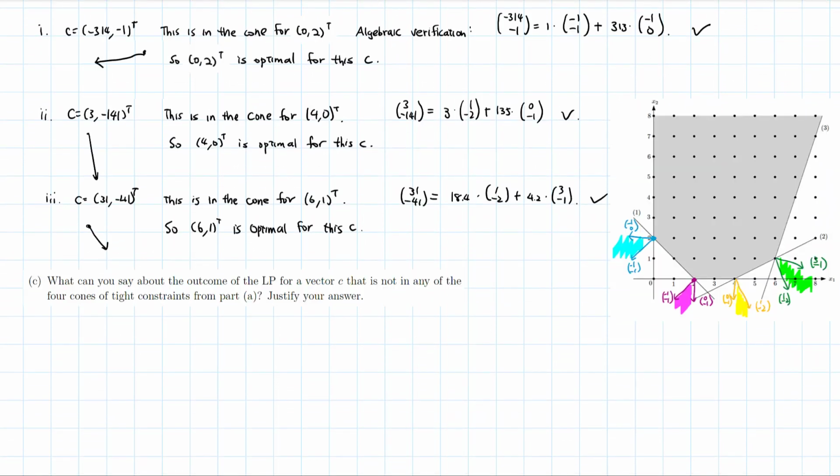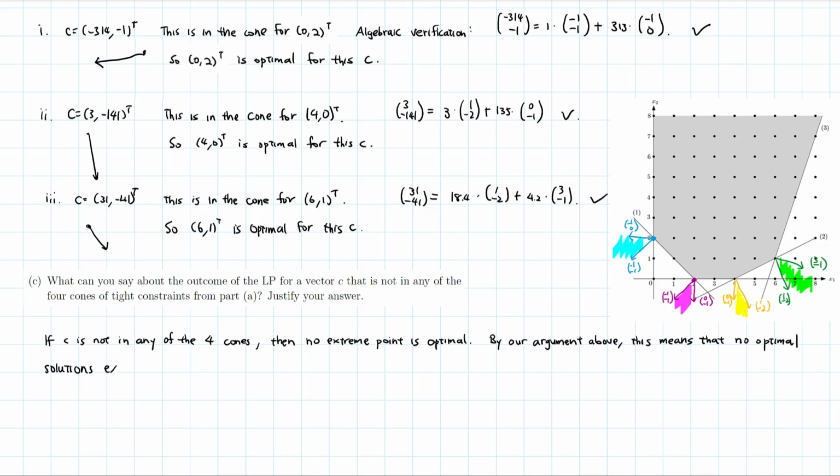For the next part, we want to know what can you say about the outcome of the LP for a vector c that is not in any of the four cones of tight constraints that we have here. Well, if c is not in any of the four cones, then no extreme point is optimal. So by our argument in part B, this means that no optimal solutions exist. That's because if there is some optimal solution, then one extreme point must be optimal.